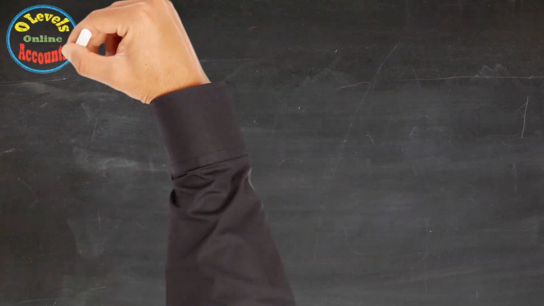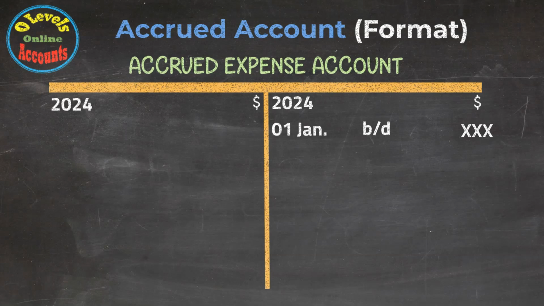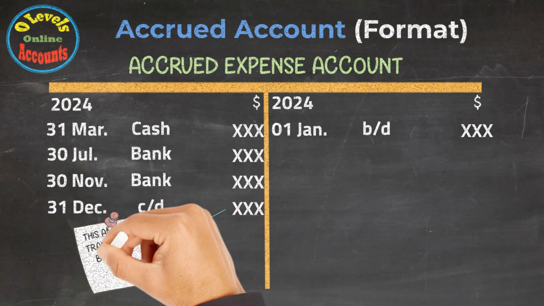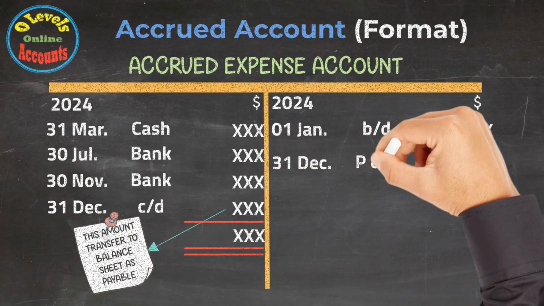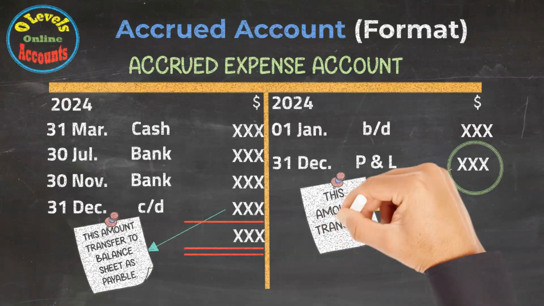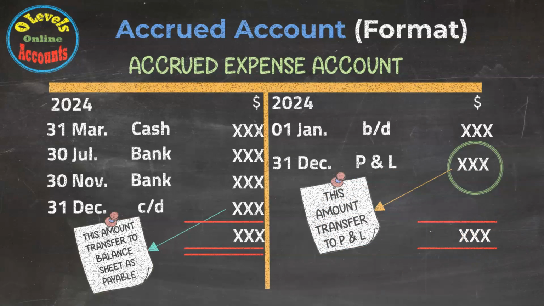In the accrued expense format, the brought down value indicates the opening balance. The carried down value should be transferred to the balance sheet as a liability, and at the year-end the value should be transferred to the profit and loss account. Hopefully, you got a clear understanding of the accrued expense account and related format from the examination point of view.